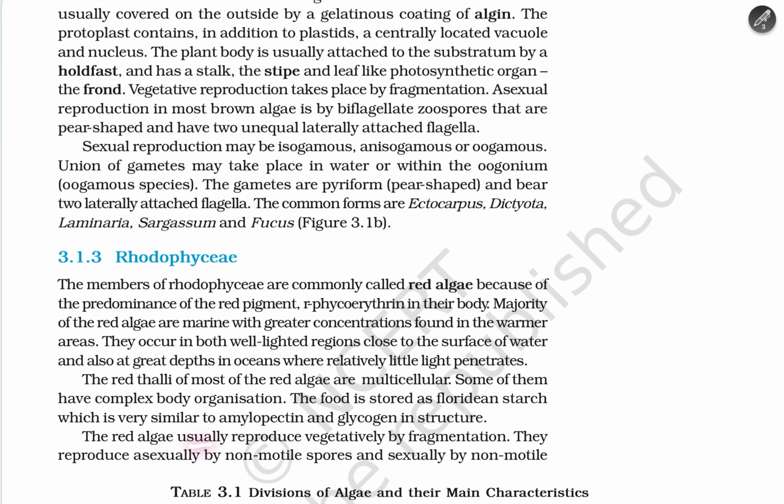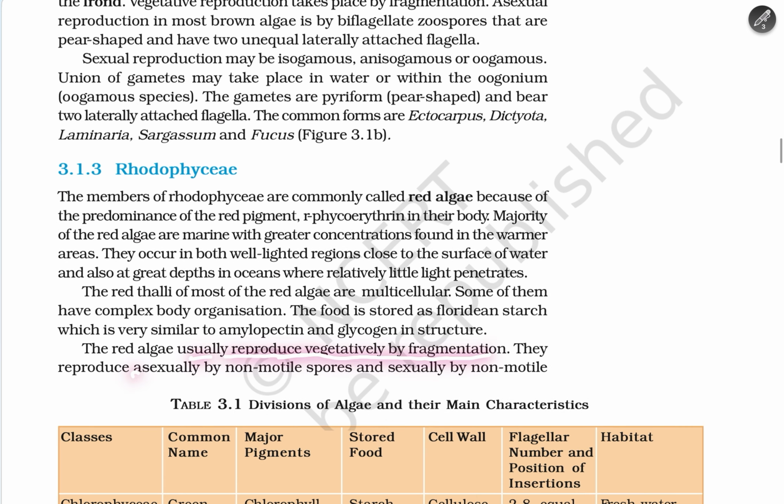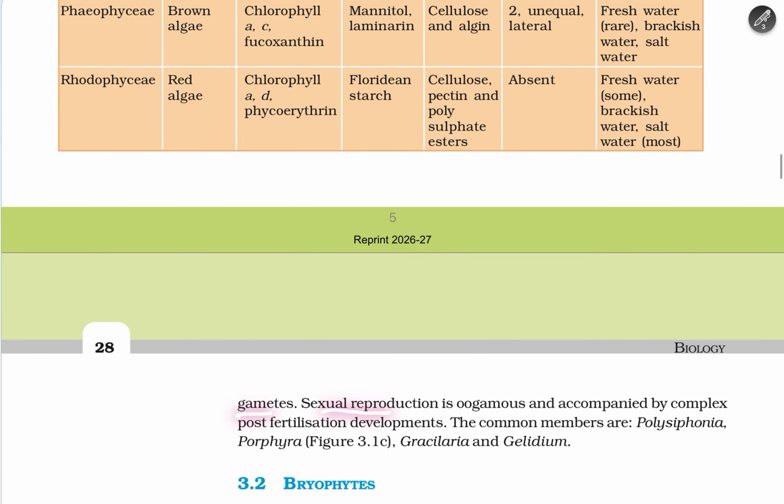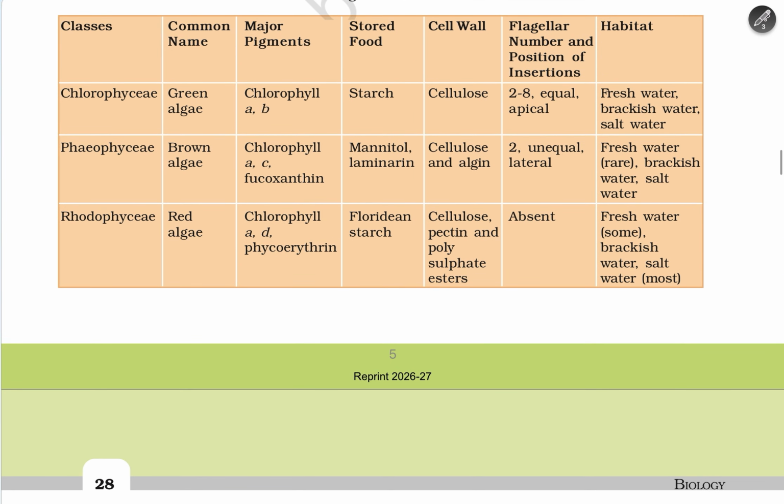The red algae reproduce vegetatively by fragmentation, asexually by non-motile spores and sexually by non-motile gametes. Sexual reproduction is oogamous and accompanied by complex post-fertilization events. The common members are Polysiphonia, Porphyra, Gracilaria and Gelidium.